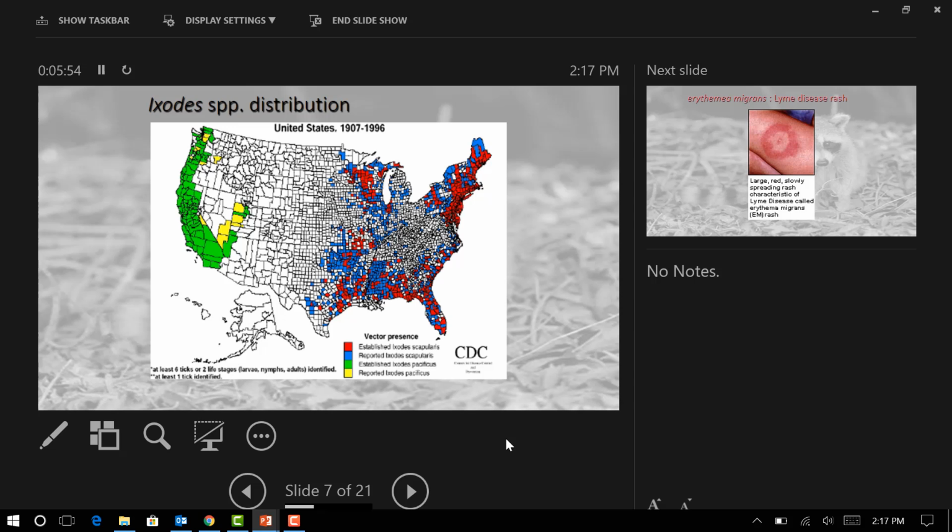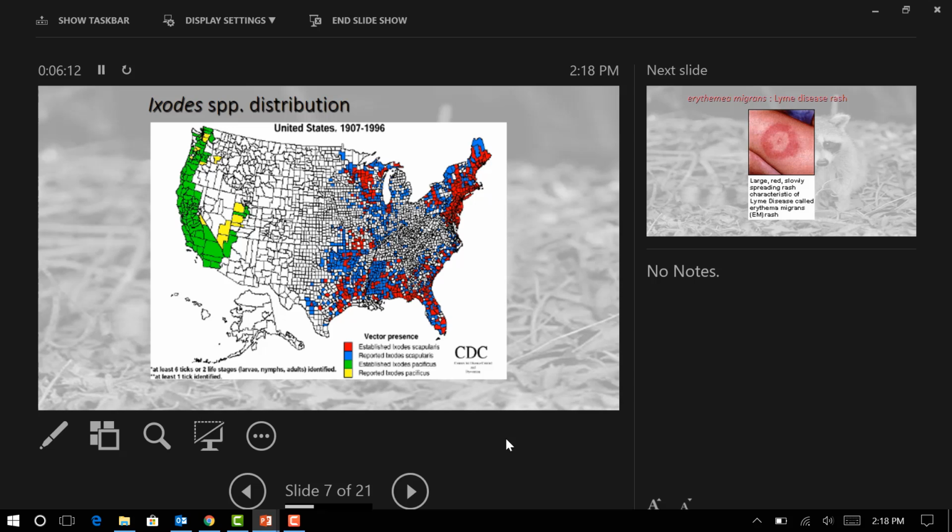You do find some cases of Lyme disease in California, but most of them tend to be restricted to the northeast. The disease is named after a place in Connecticut called Lyme, Connecticut.